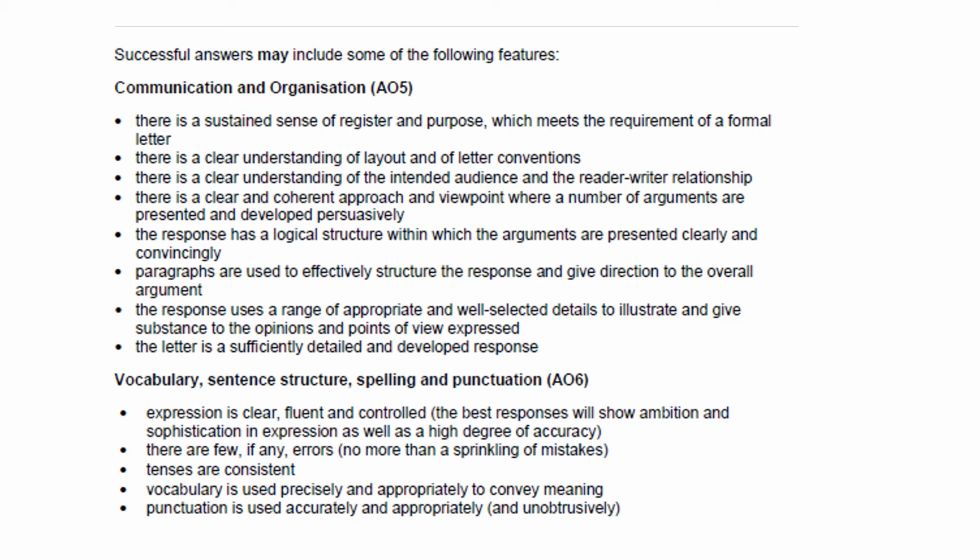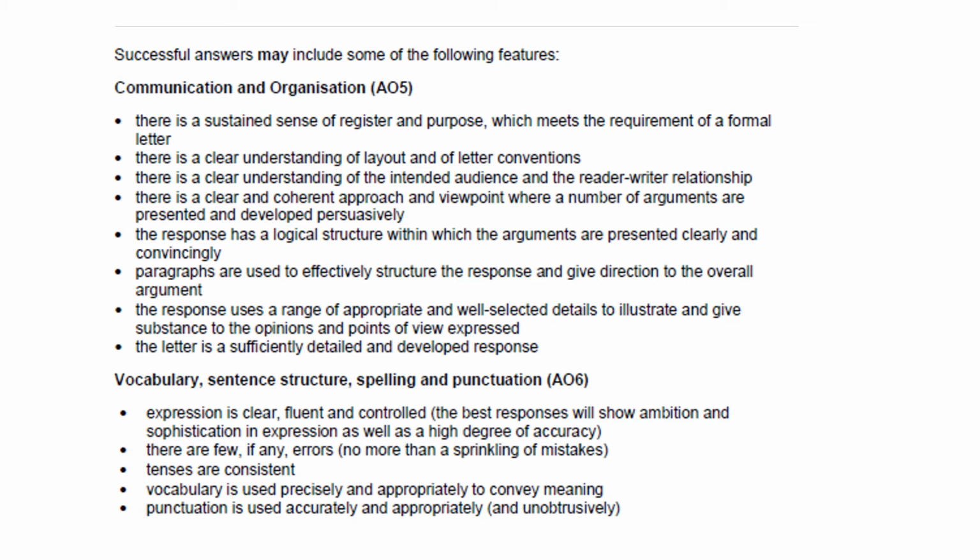They would give a range of appropriate, well-selected details. So rather than a list of bullet points, they're expected to make a point and then explain it in some depth. For AO6, vocab and sentence structure, they're looking for controlled expression of ideas. In other words, sentences that elaborate when necessary, but equally are short, sharp, and to the point when needed too. They specify few, if any, errors are made, and tenses are consistent. Vocab is used precisely and appropriately.